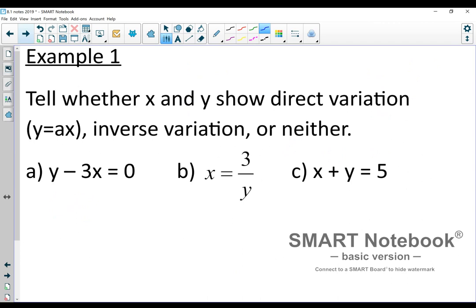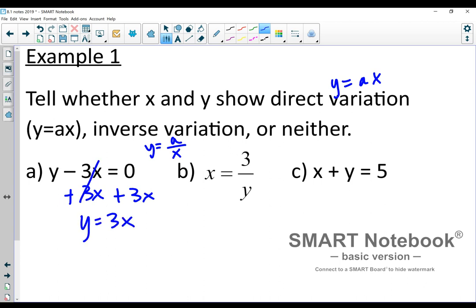So for our first couple examples, we're just going to be looking at whether these are direct variation, again, that's y equals ax, whether they're inverse, y equals a divided by x, or if it's just neither. So I think most of the time, especially after you do a couple, you can look at this and really tell. But the only foolproof method is to solve for y and see which form it's in. So again, if you can look at it right away and tell what form it's in, that's fantastic.